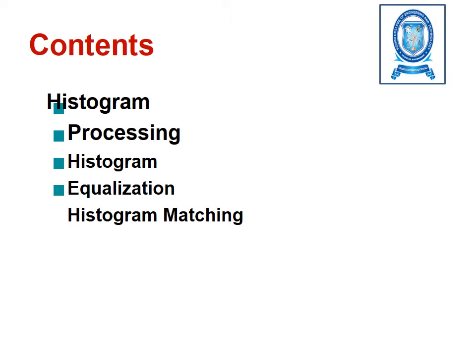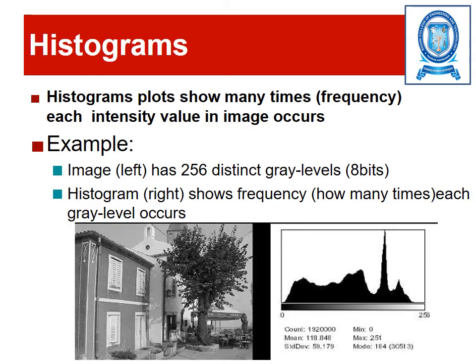So in this session we will be seeing what a histogram is, how it is processed, and what histogram equalization is, as well as histogram matching. First we have to know what a histogram is and why we go for this process. A histogram is a plot that shows how many times, the frequency, each intensity value in an image occurs. For example, we have taken an image with 256 distinct gray levels with 8 bits. It is represented in the form of graphs.